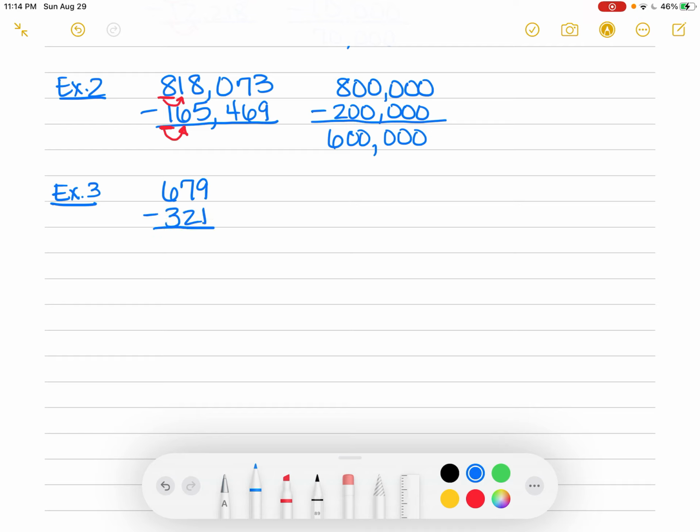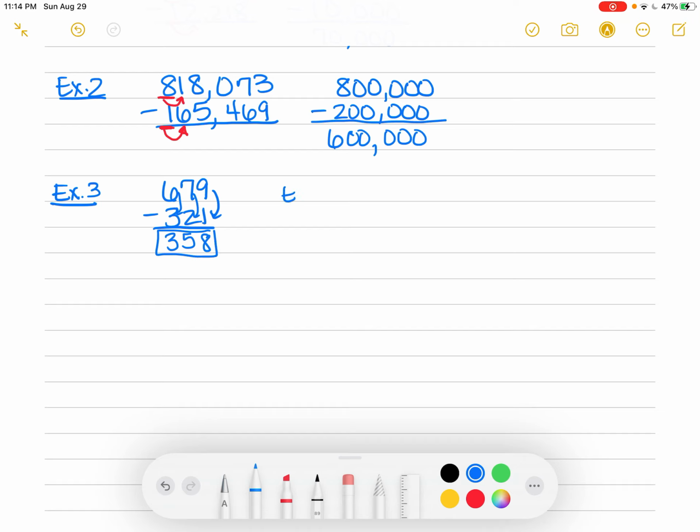Okay, so subtraction just means I start at the right-hand side, very important. Anytime you're doing add, subtract, multiply, or divide, you always start on the right-hand side. And I say 9 minus 1 is 8. And I go to the next one. 7 minus 2 is 5. And then 6 minus 3 is 3. So my answer is 358, right?